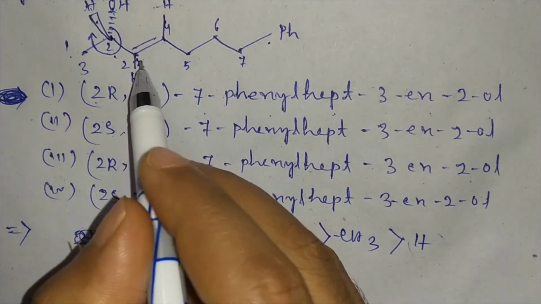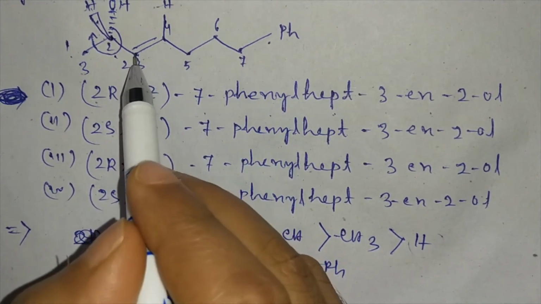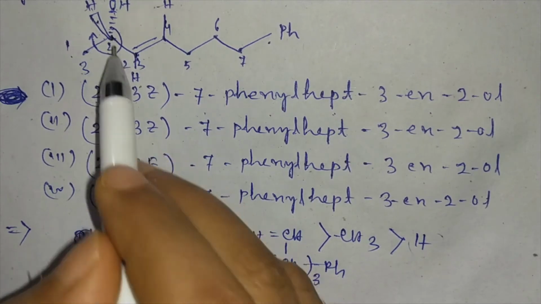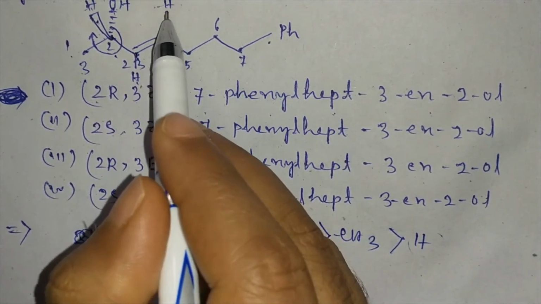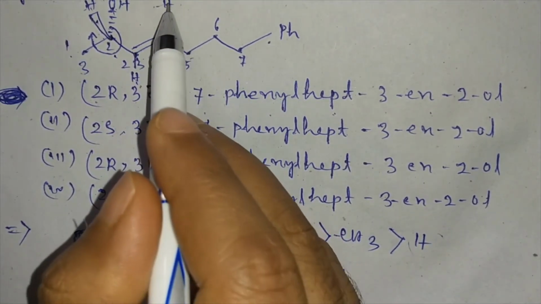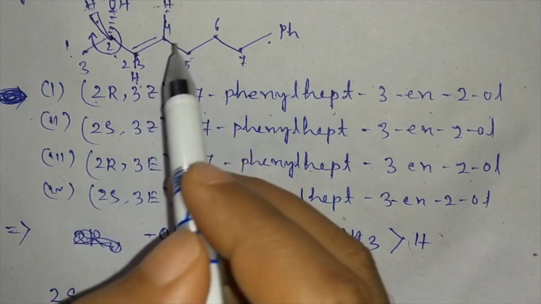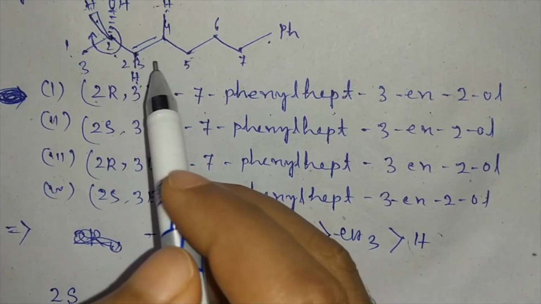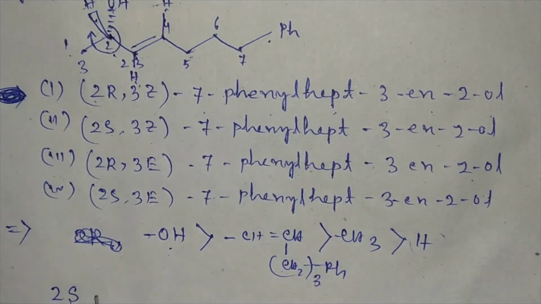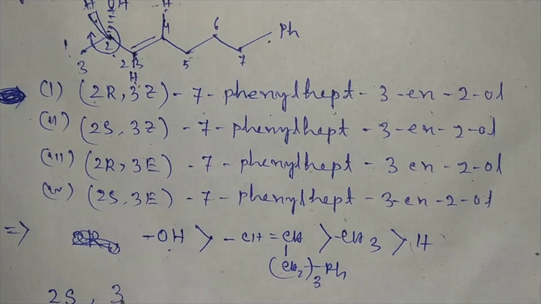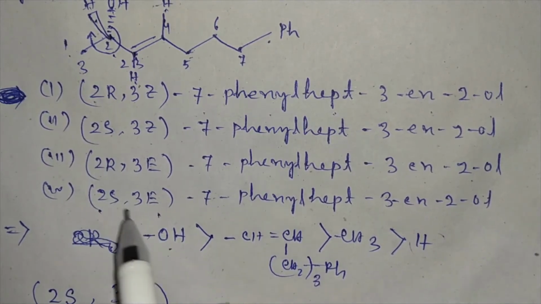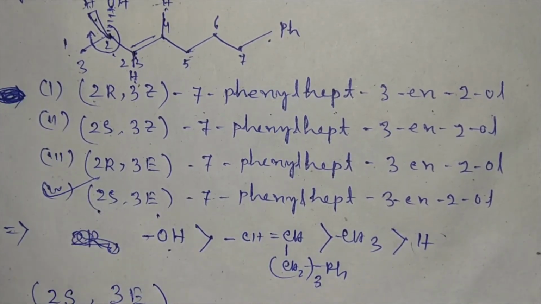and here the priority sequence of these two groups, they have higher priority than hydrogen, and the two higher priority groups are in opposite direction, so it is E. It is 3E. So 2S3E, this option will be correct.